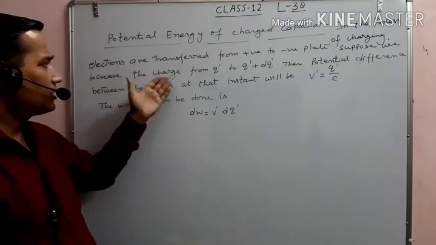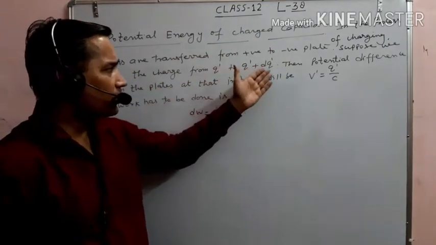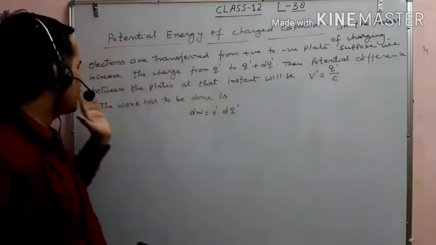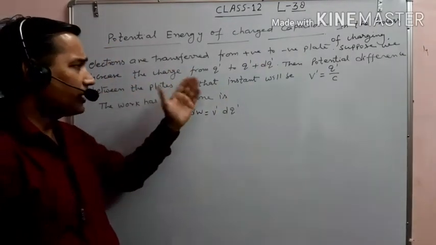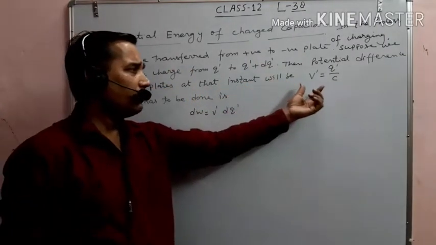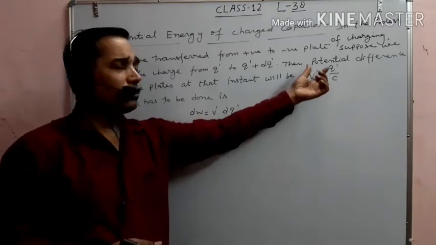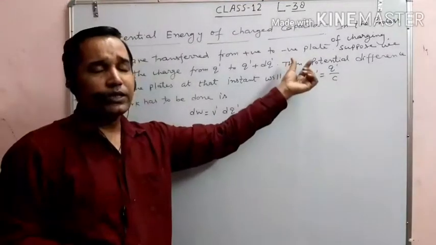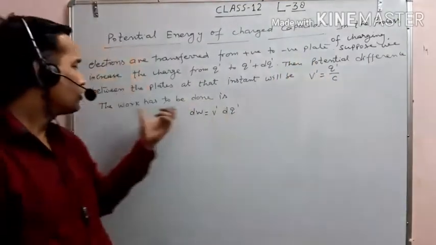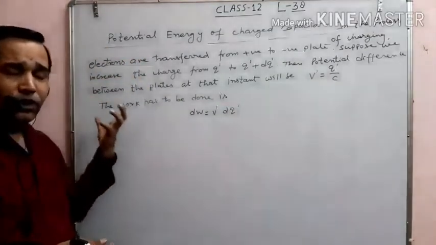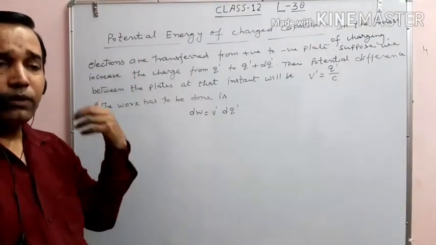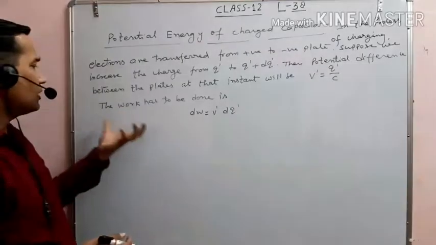Suppose we increase the charge from Q dash to Q dash plus dQ dash, then the potential difference between the plates at that instant will be V dash. Last class I discussed V is equal to Q upon C, so that becomes V dash equal to Q dash upon C.